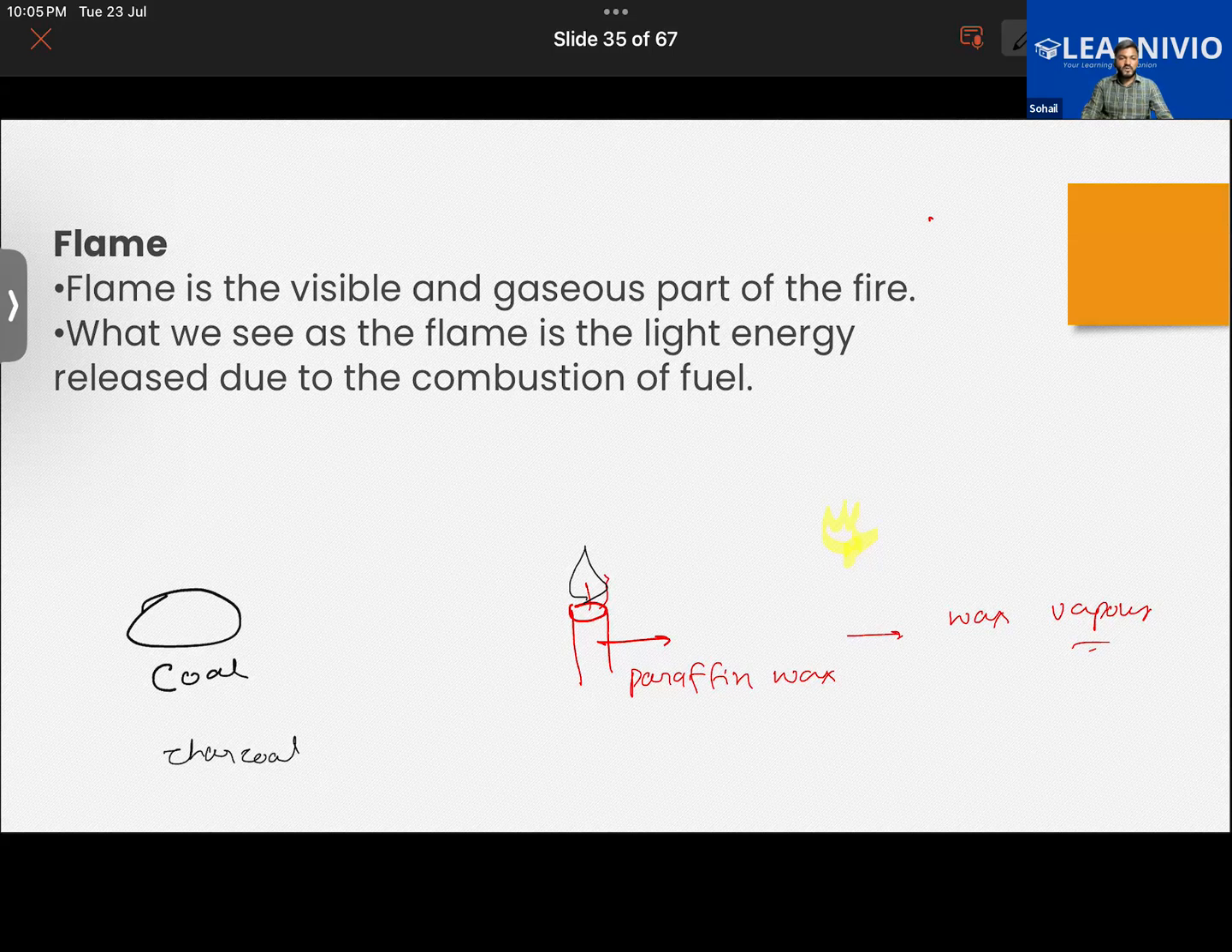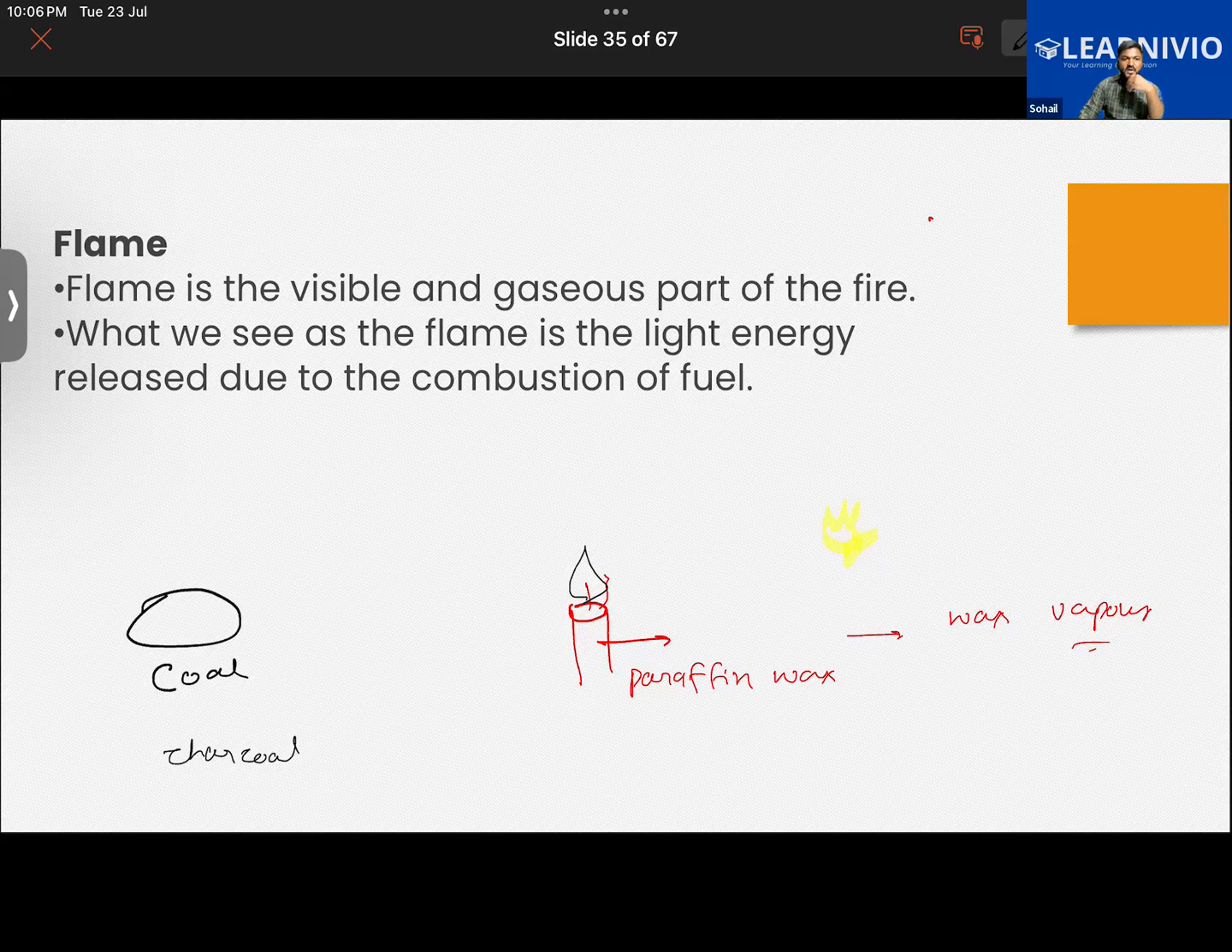Yes, sir. Okay, and what is this fire? I mean to say, what is this flame? I shall read the given paragraph. Flame is a visible and gaseous part of the fire. What we see as the flame is the light energy released due to the combustion of fuel. Very good.